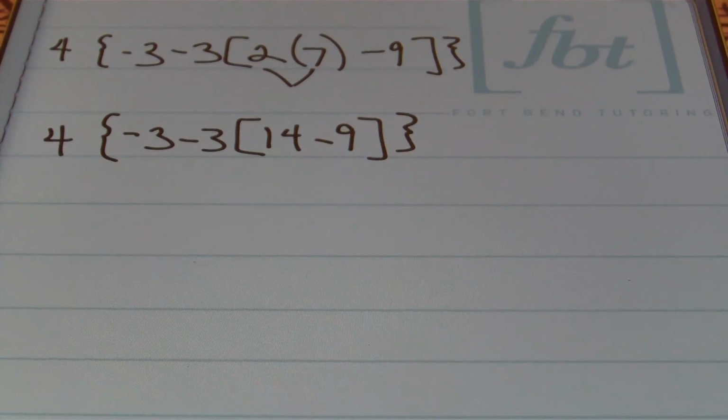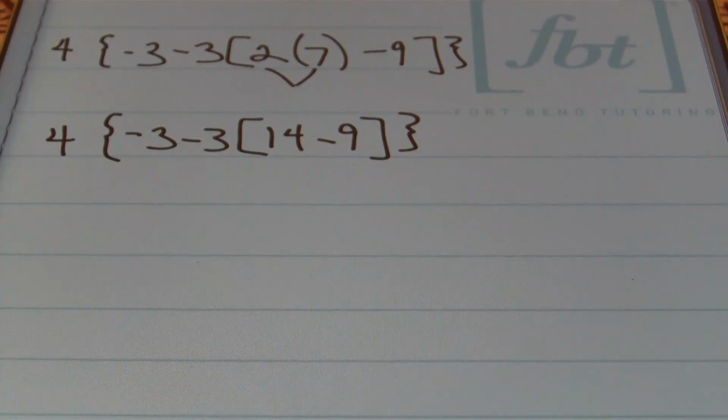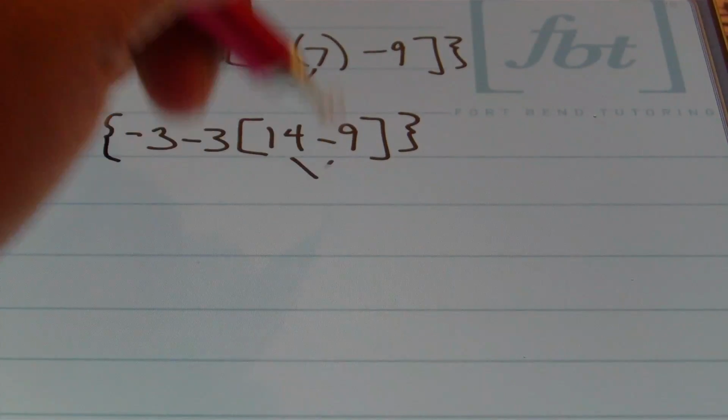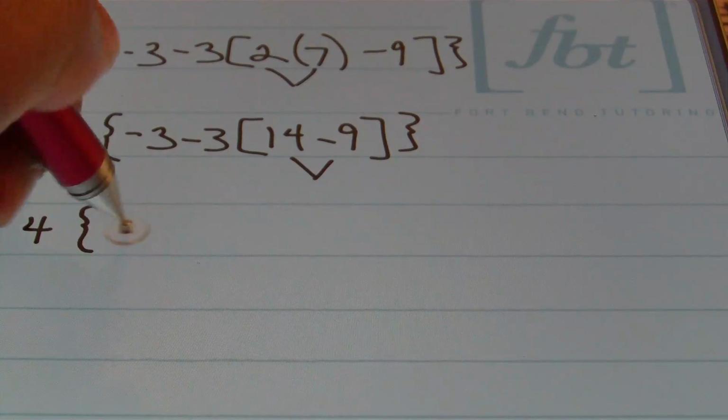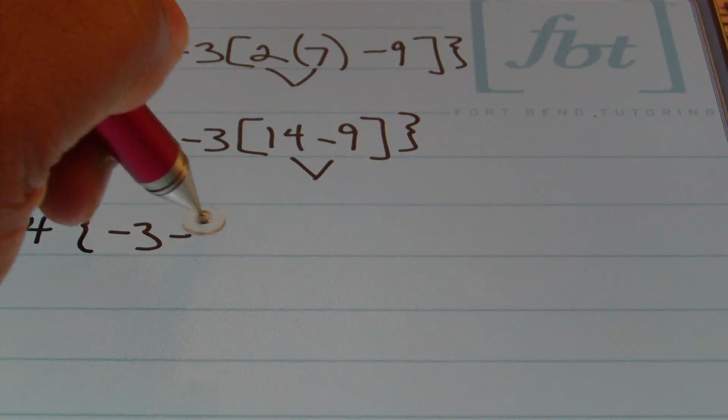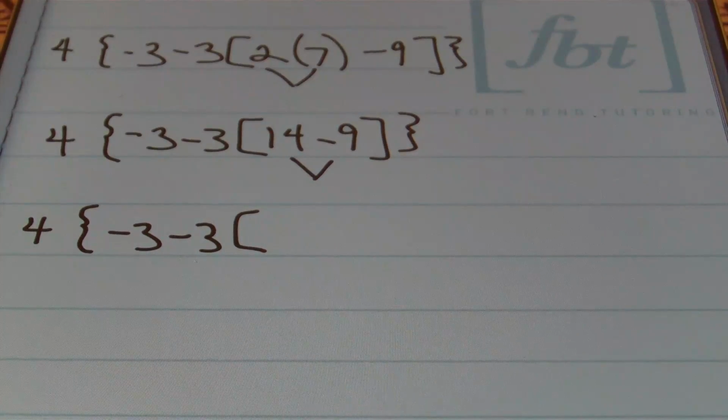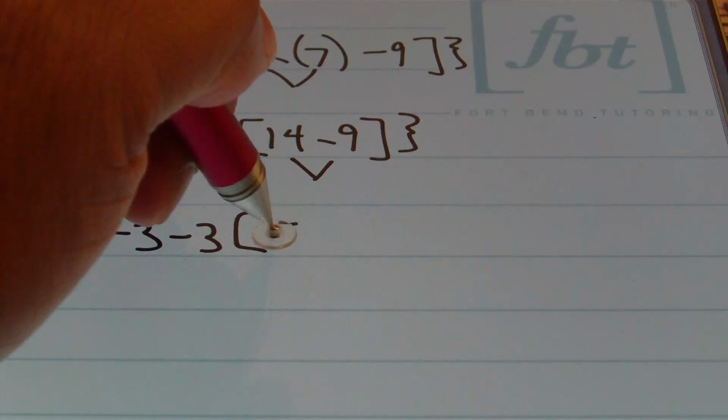Go ahead and center it. There we go. Within the brackets, we'll now subtract. We have 14 minus 9, so I'll be bringing down that 4, my lovely brace here. We have the negative 3 minus 3, bracket. 14 minus 9 is 5.